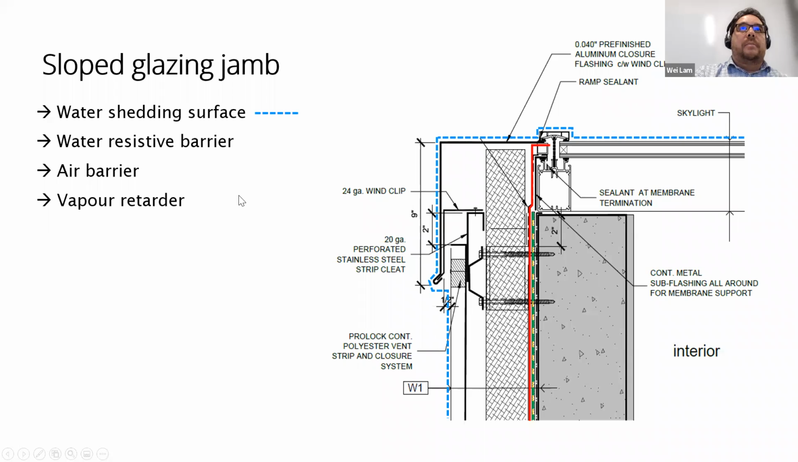So this was at the jamb. These are the jamb conditions. Again, here's the concrete substrate. All the lines are already there. So this is a fairly straightforward detail.